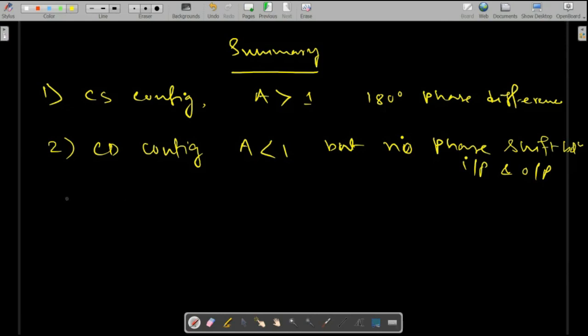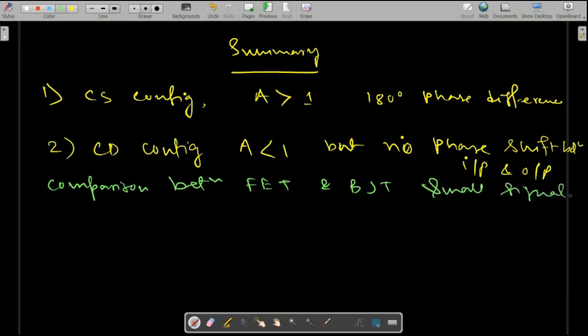Then if I compare the BJT model with the FET model, a comparison between the FET and BJT small signal models, of course at low frequency. For low frequency, the BJT small signal model means we are talking about the H model. And for FET, we have the model with VGS, gm VGS, and rd.